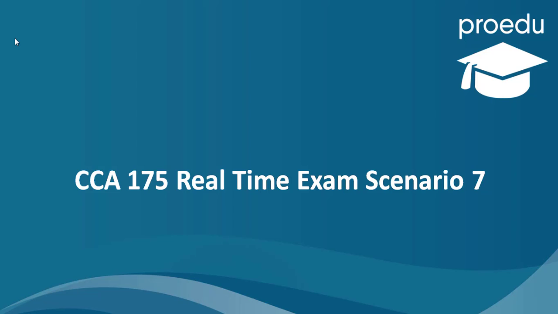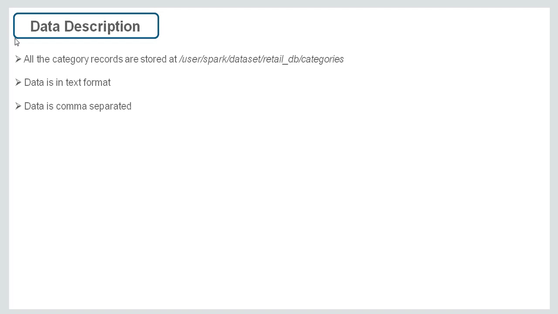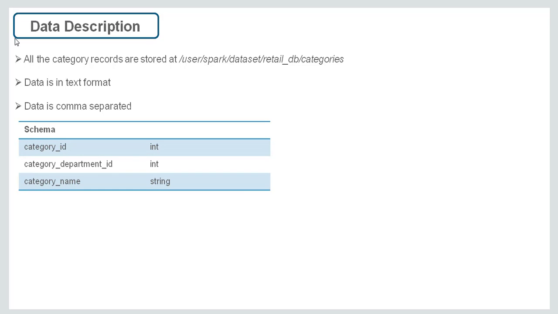Hi all. In this lecture we will talk about CCA 175 real-time exam scenario 7. Let's see the data description. All the category data are stored in HDFS directory. Data is in text format and data is comma separated. And this is the schema of data. In categories data we have category_id, category_department_id and category_name.